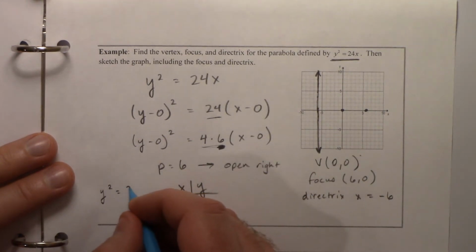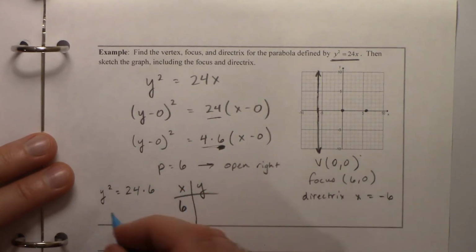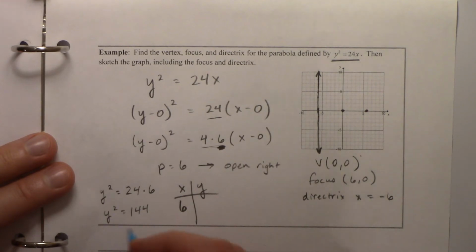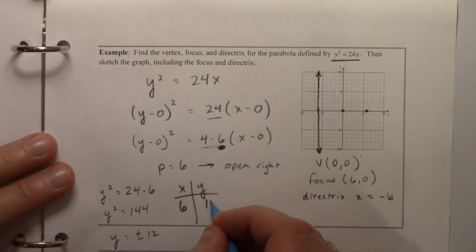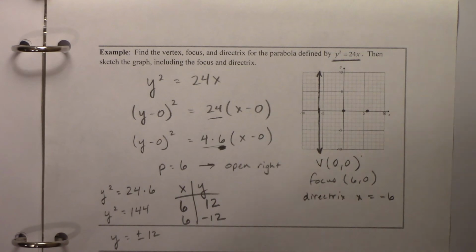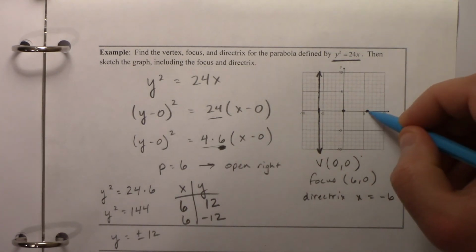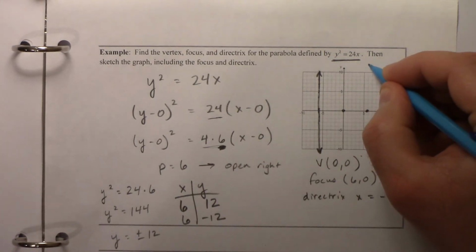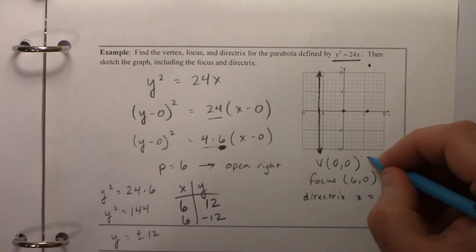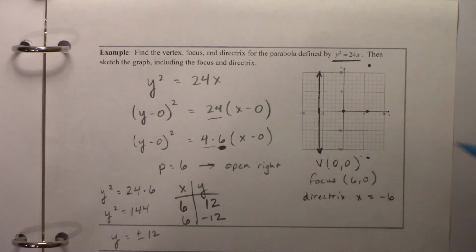So y squared equals 24 times 6. That implies y squared equals 144. Notice when you take the square root, y equals positive or negative 12. So when x is 6, you not only have the point 6, 12, but you would have 6, negative 12 as well. I'm going to come over to the graph and add those 2 points. So 6, 12, that would be located a little bit off the grid up to the top, while 6, negative 12, that's located down here below.